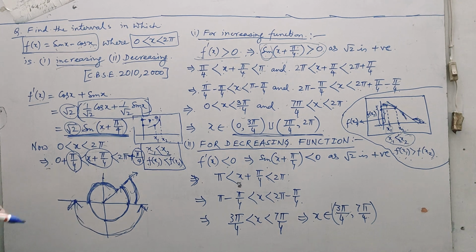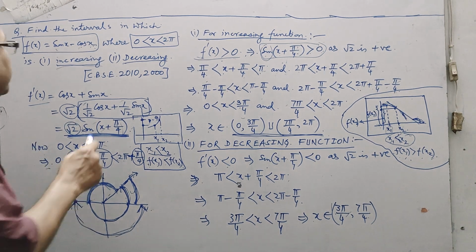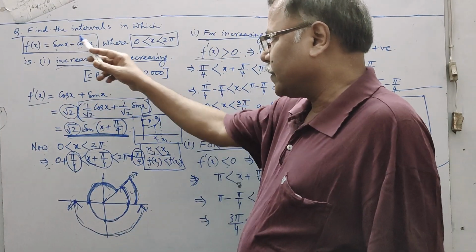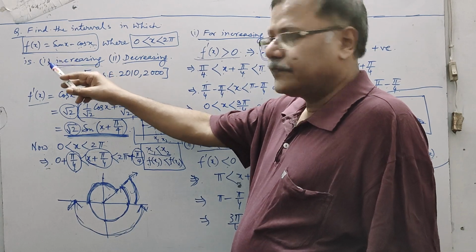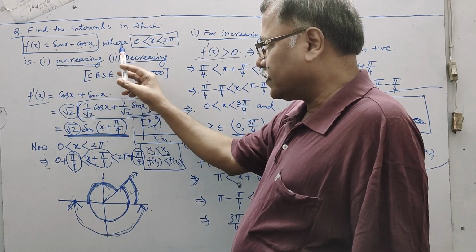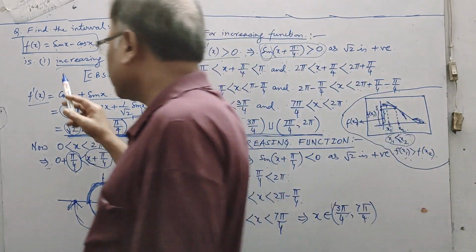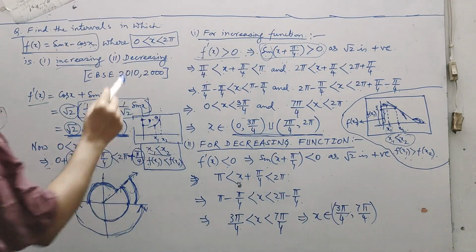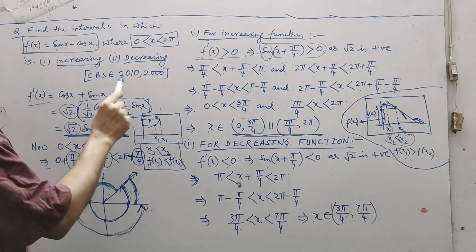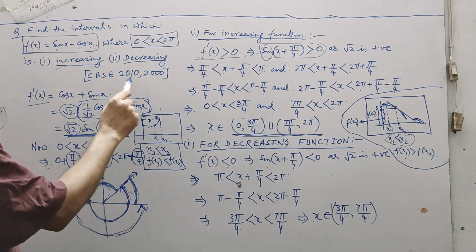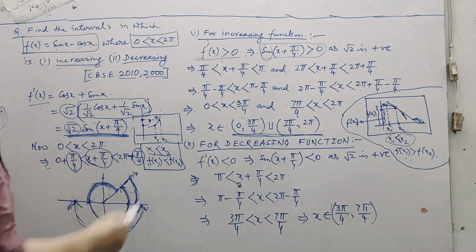Good afternoon, students. We are going to discuss one particular problem on the increasing and decreasing function, that is, find the interval in which f(x) = sin x − cos x, where x is greater than 0 and less than 2π, is increasing and second, is decreasing. This problem has come in CBSE examination, that is board exam 2010 and 2000.